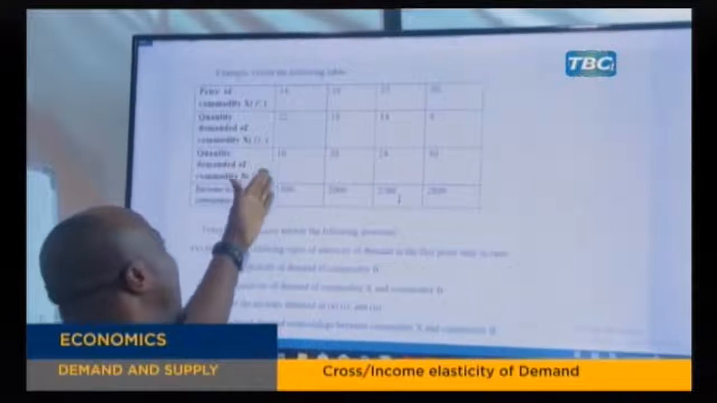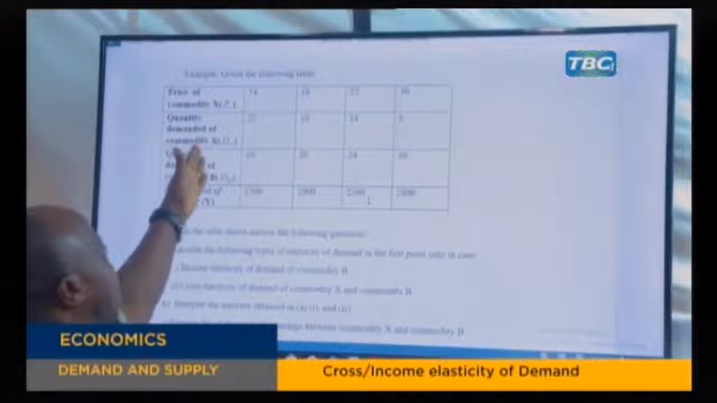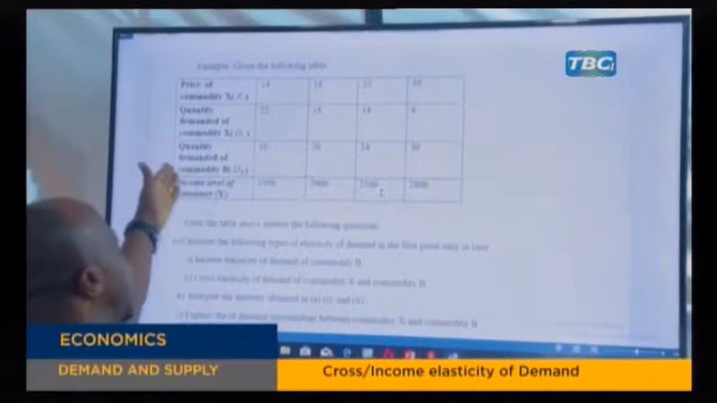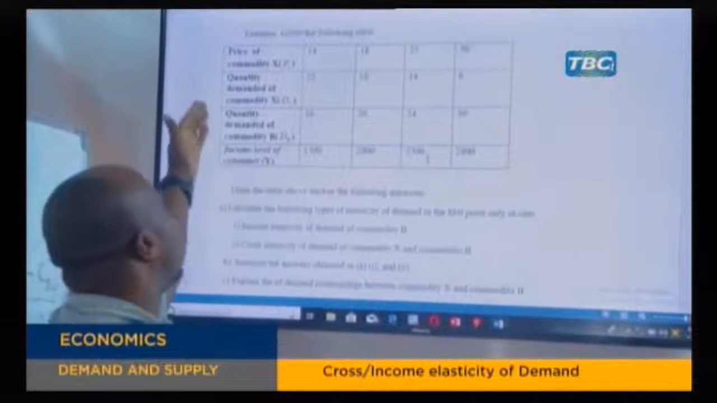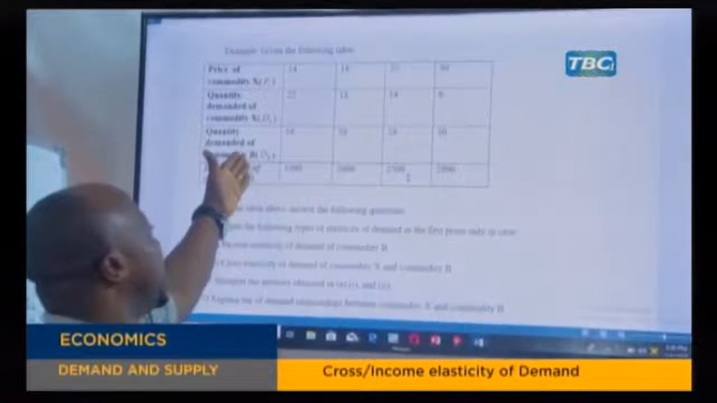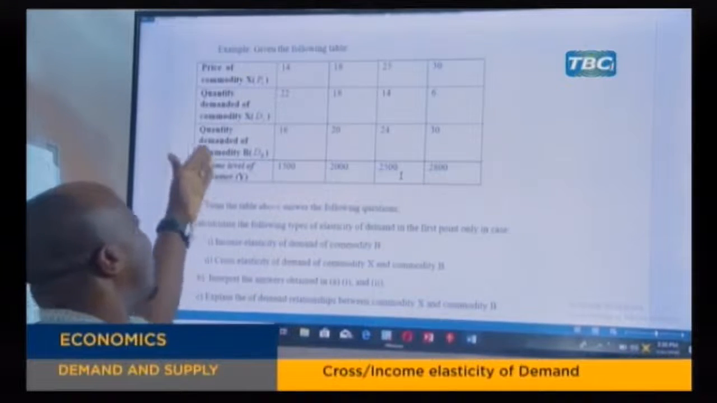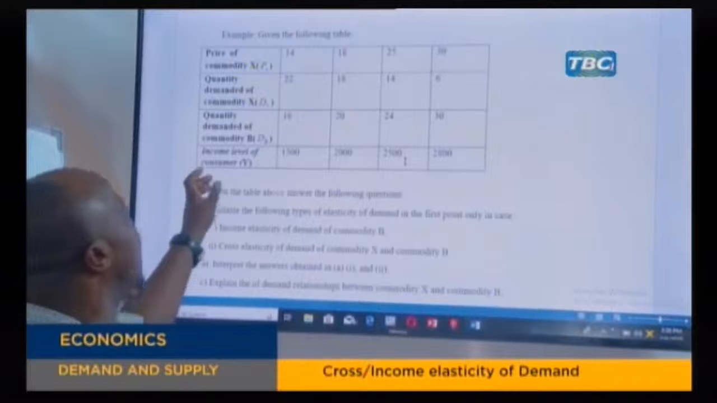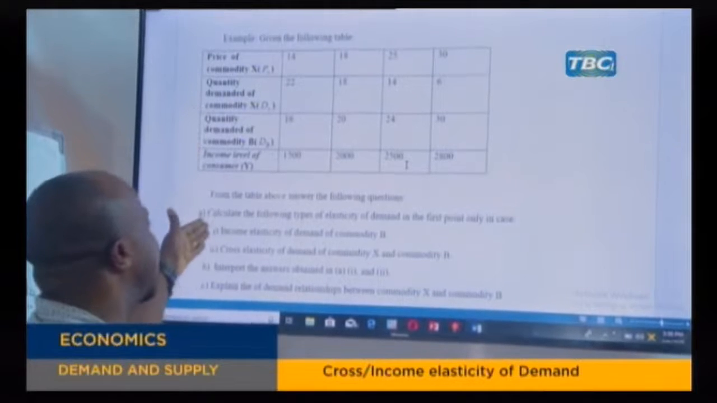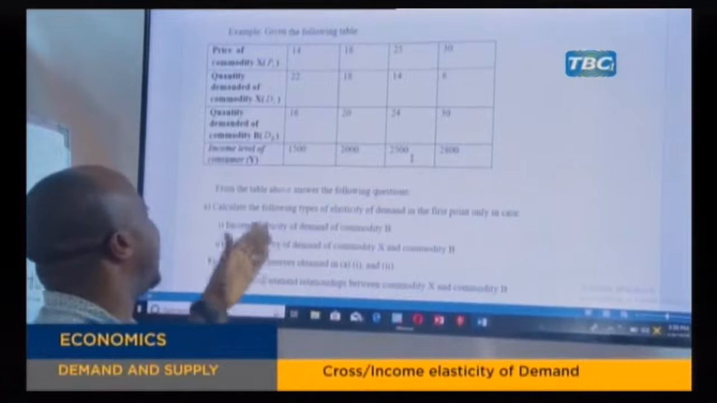In this table, we have the price of commodity X, given as price of X in brackets. We have the quantity demanded for commodity X, which is demand for X. And we have the quantity demanded for commodity B, which is demand for B. And finally, we have the income level of a consumer. Because our subtopic deals with cross elasticity and income elasticity, we'll check cross elasticity first.